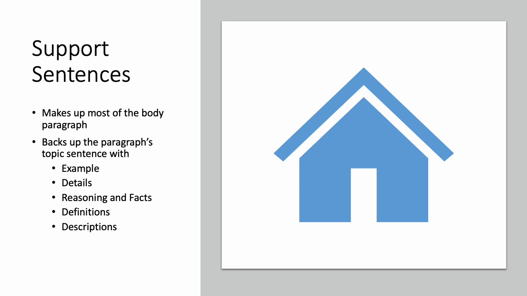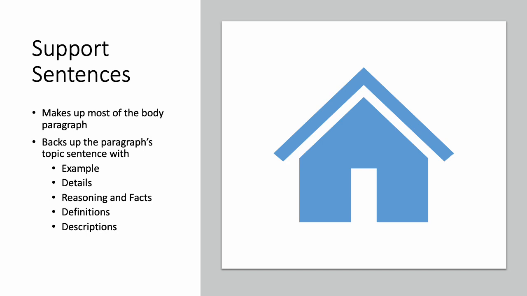Okay, so let's look at what support sentences are and what they do. Support sentences are right after topic sentences. That's where you put them, and they make up the most part of the body paragraph, which is why I have a big house here as a visual. They are the big bulk of it. If your topic sentence is the roof, then your support sentences are the beams that hold up the topic sentence.